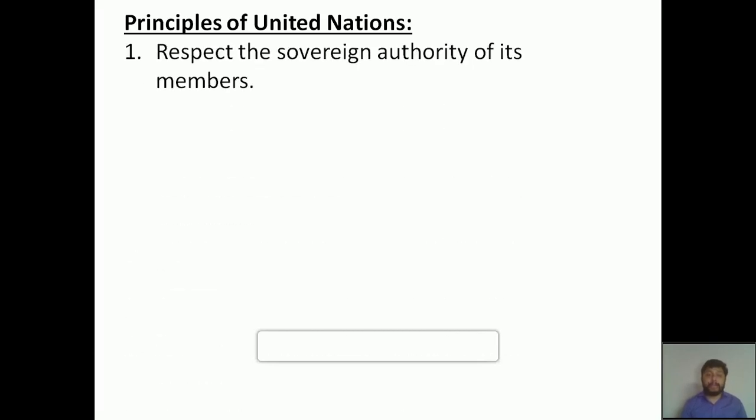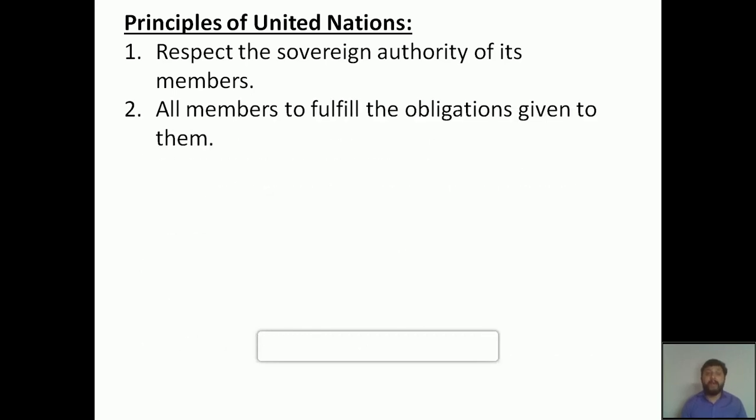Now we are going to see the different principles of United Nations. United Nations follows certain policies in their activities. First of all, respect the sovereign authority of its members. So the nations who are signing the treaty, who are agreeing with the terms and conditions of the United Nations, respect the sovereign authority of its members.